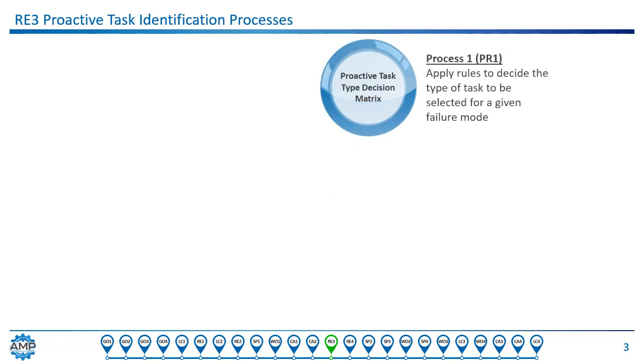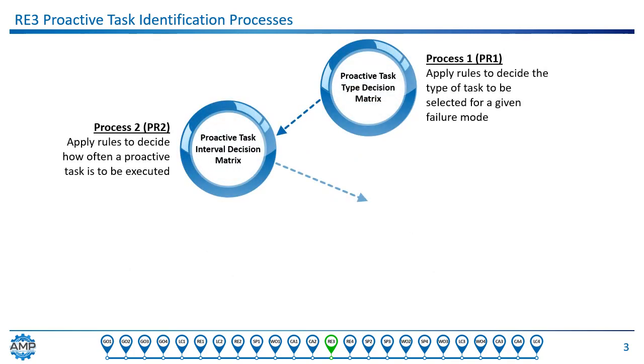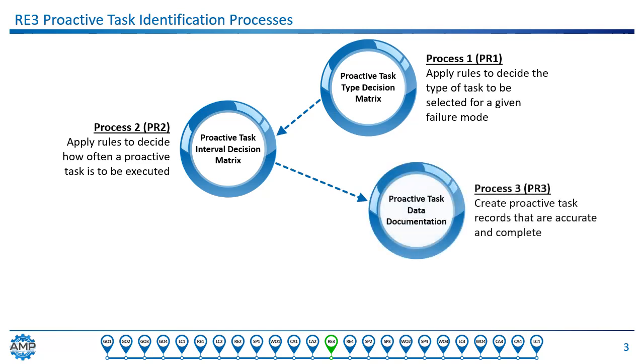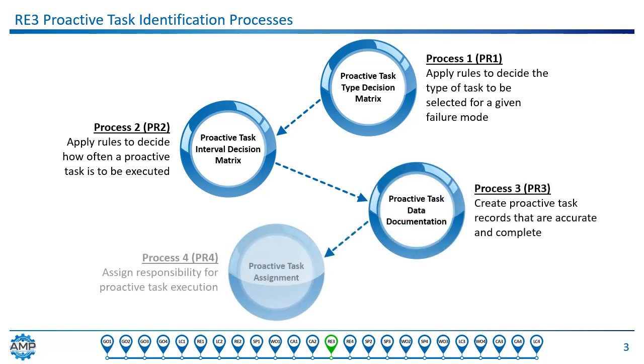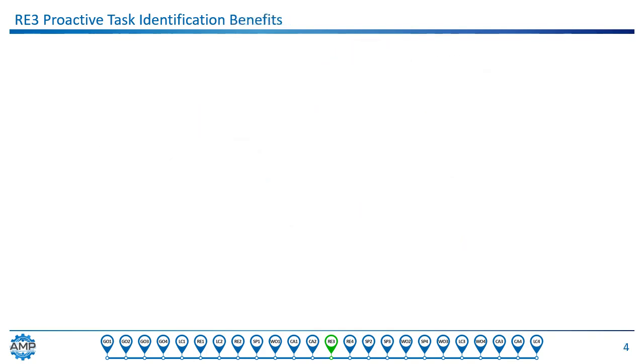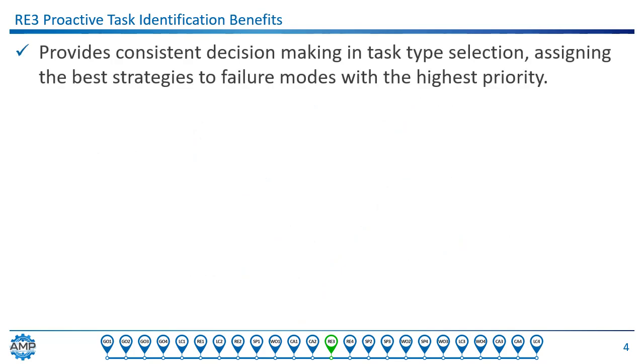The four processes for proactive task identification are selecting proactive task types, selecting proactive task intervals, describing the proactive task, and assigning the proactive task. Of all the asset management functions, proactive task identification is arguably the most important to the bottom line of the business. This is where the actual work that will be performed to care for assets is defined.